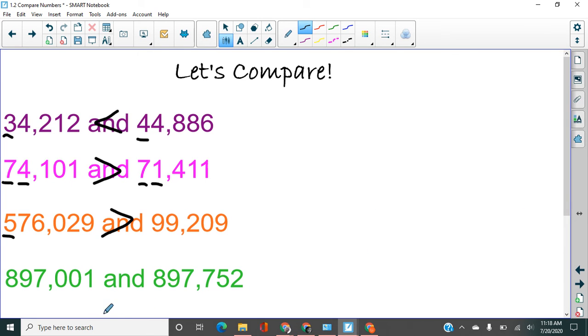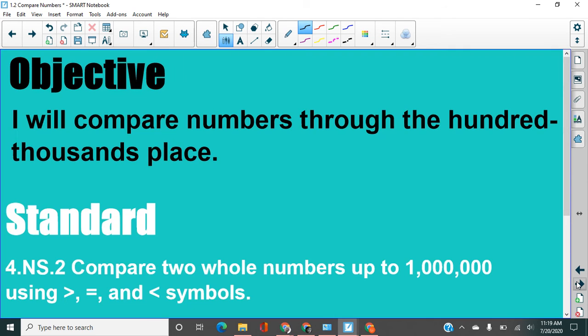And we'll see one more here. Which is larger? We have 897 in the 100,000s, 10,000s, and thousands, and the same here. But then when we get to 700, there's no hundreds over here. So our number on the right is larger. So our goal today is being able to compare numbers through the hundred thousands place.